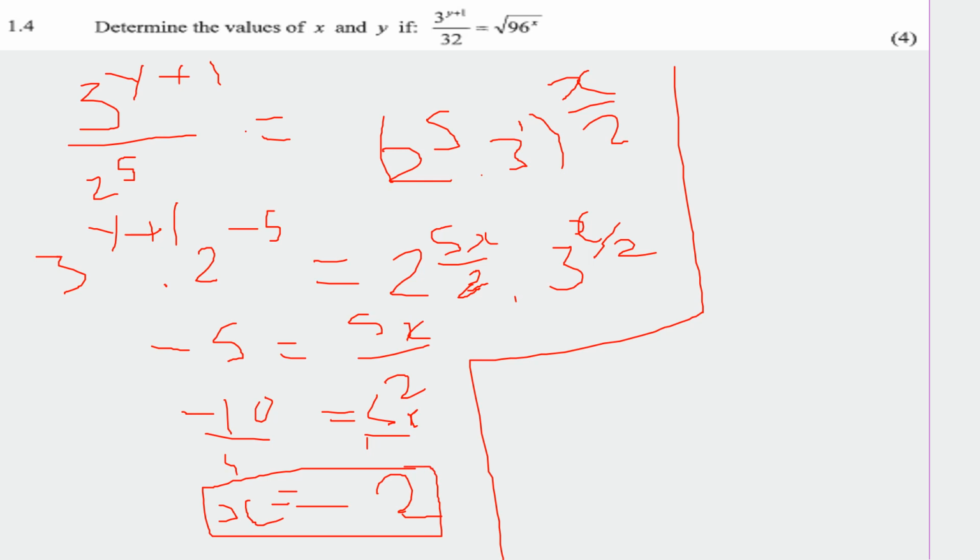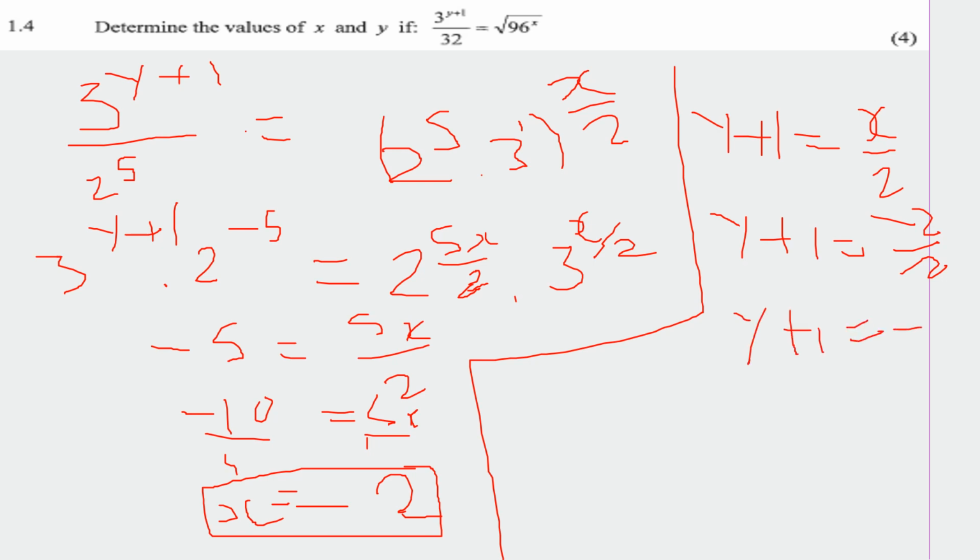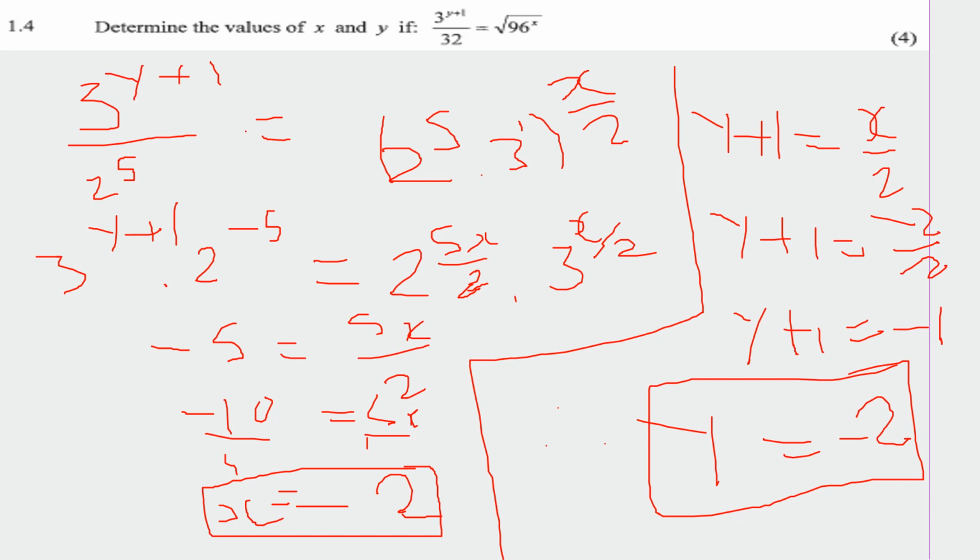That means you can also equate the exponents of the base of 3. So it's going to be y plus 1 is equal to x all over 2. But you have the value of x, which is minus 2, so you substitute it. You're going to have minus 2 over 2, which means y plus 1 is equal to negative 1. Therefore, when you transpose the 1 to the other side, your y will be equal to negative 2. That means now you have solved your values of x and y.